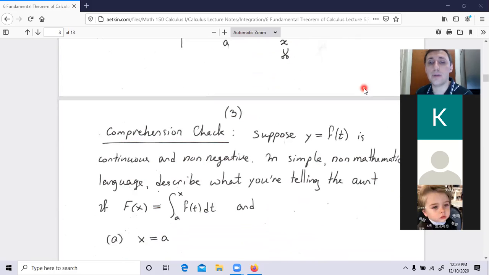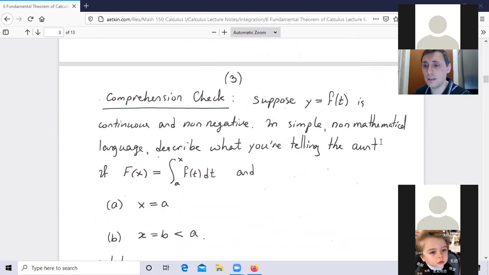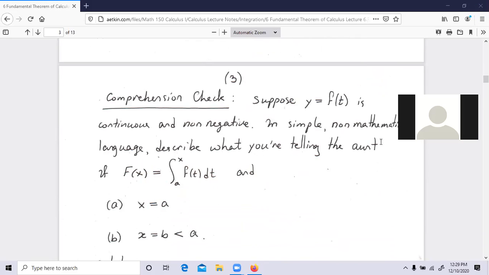So here is a comprehension check. In simple non-mathematical language, describe what you're telling your aunt when you specify that x equal to a. So here is the cake function from a to x, f of t dt, and you say, please, x equal to a. What are you telling your aunt?